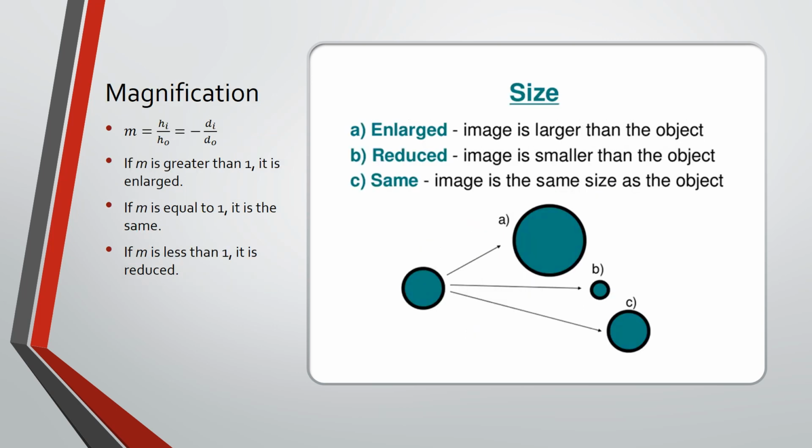Magnification happens when the image is larger, smaller, or the same as the object. It's simply the ratio of the image height to the object height. If it's larger, we say it's enlarged. If it's smaller, it's reduced. And of course, if it's the same size, then it's the same.